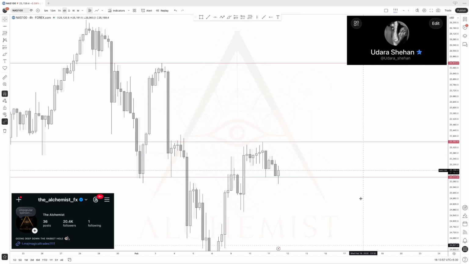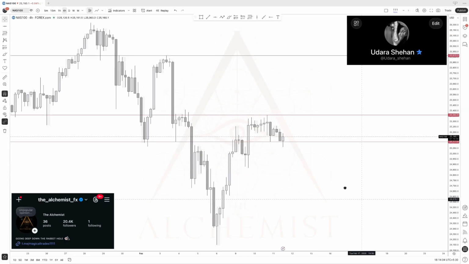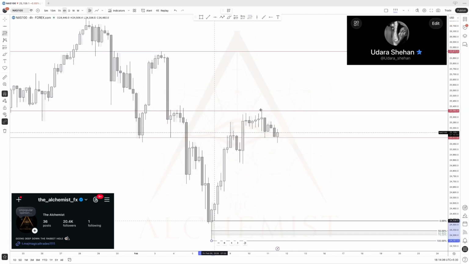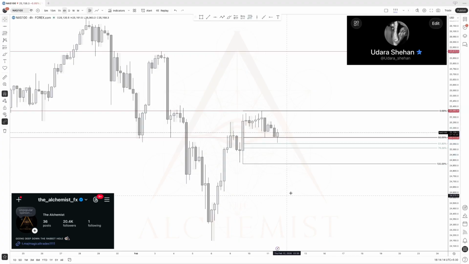The 4-hour time frame is currently bearish. This is the most recent breakout. Now, it's correct to draw the Fibonacci from here, but it's also correct to draw the Fibonacci from here because this is a low that wiped out liquidity. So if we draw the Fibonacci from down here to up here, we are reacting to a discount price.